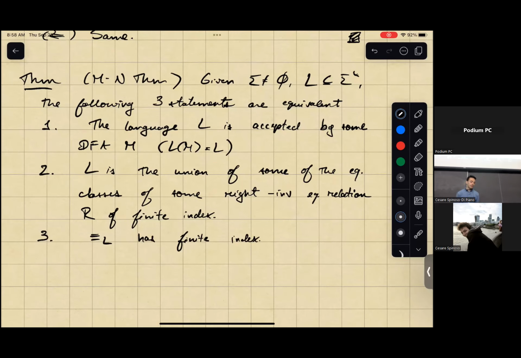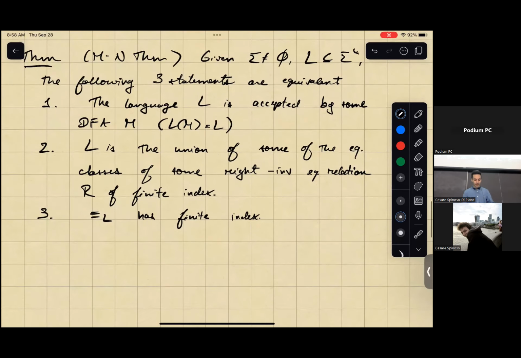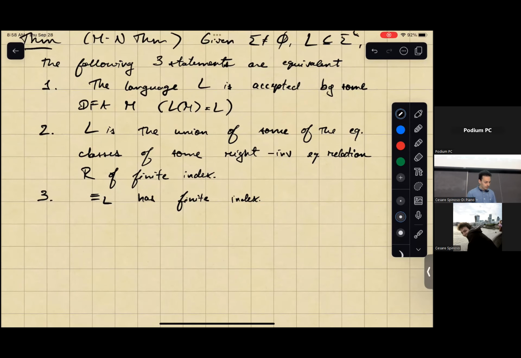At this point, this probably looks like gibberish to you. When I first saw it, it looked like gibberish to me. So how do we un-gibberish it? Well, let's use pictures because I like pictures. So what I'm going to do is show you what each of these statements is saying, and then we're going to prove each of the equivalences.